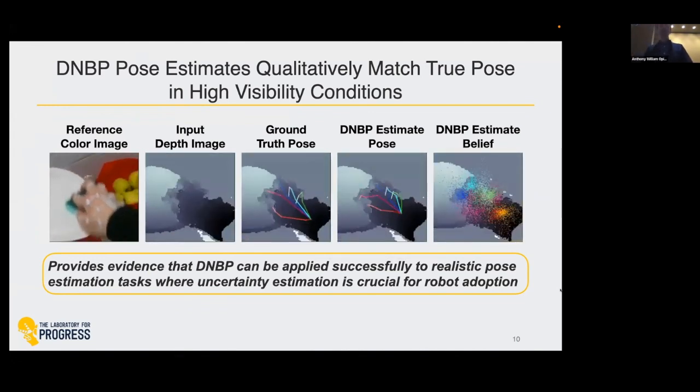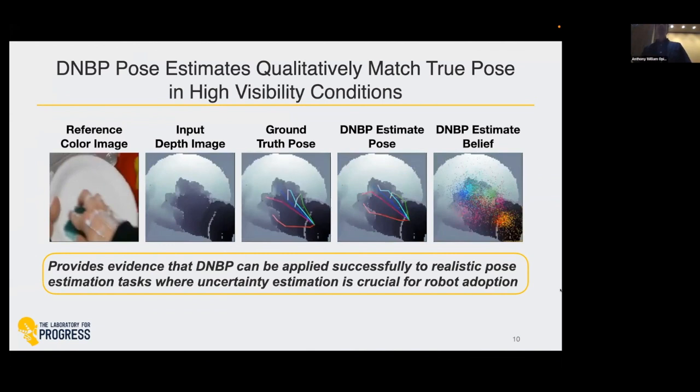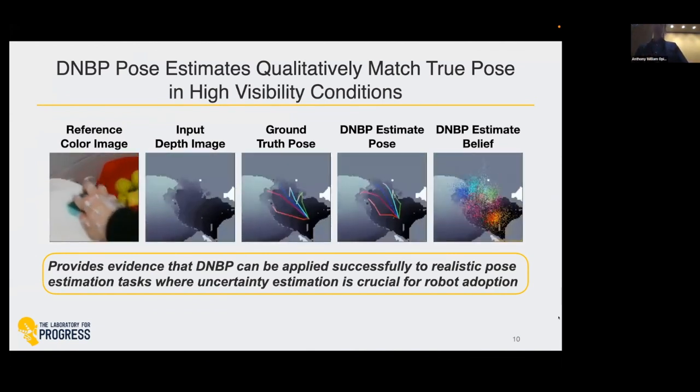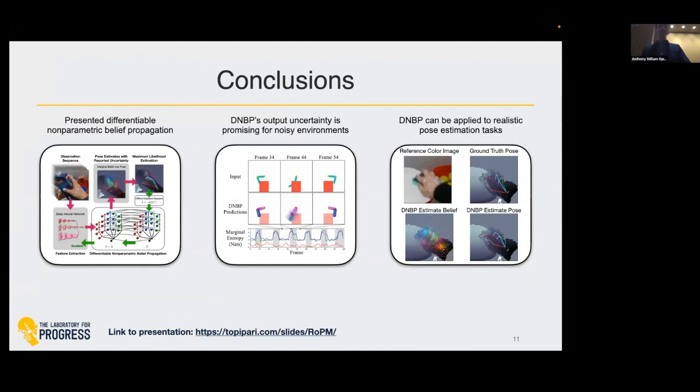In particular, this is a task where, for robot adoption, having a measure of uncertainty, which our model provides, would be really crucial to avoid catastrophic errors by the robot. In conclusion, we presented this differentiable nonparametric belief propagation algorithm, and we showed two qualitative outputs: one where the output uncertainty by DNBP was promising for noisy environments, and a second example of a more realistic pose estimation task where DNBP was successful.